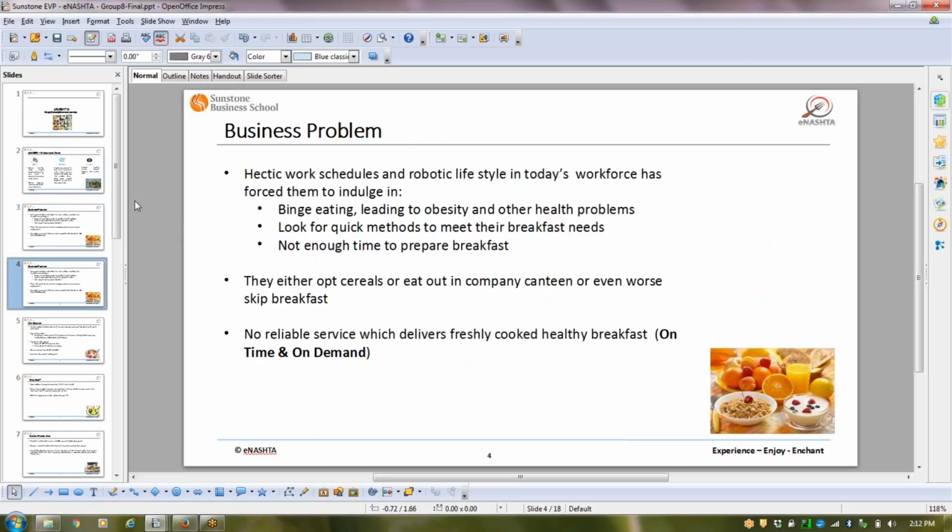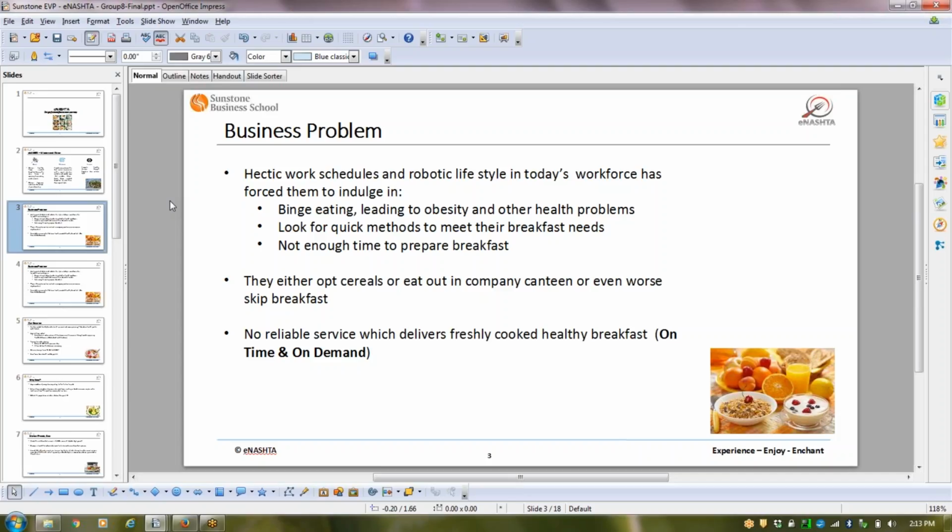Now let's see what the business problems are that e-Nashta is attempting to solve. What they have said is that hectic work schedules and the robotic lifestyle in today's workforce have forced them to indulge in binge eating, leading to obesity and other health problems. They look for quick methods to meet their breakfast needs. Not enough time to prepare breakfast, so they either opt for cereals or eat out in the company canteen, or even worse, skip breakfast. There is no reliable service which delivers freshly cooked healthy breakfast on time and on demand.